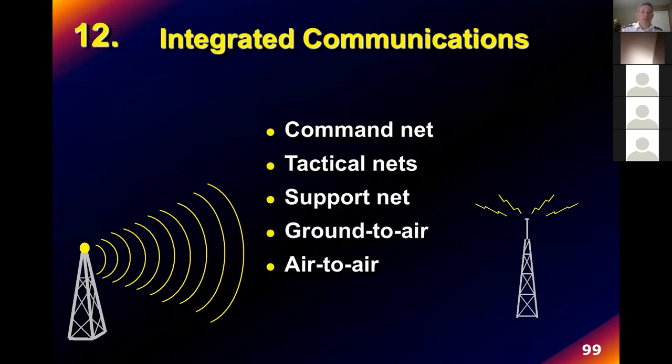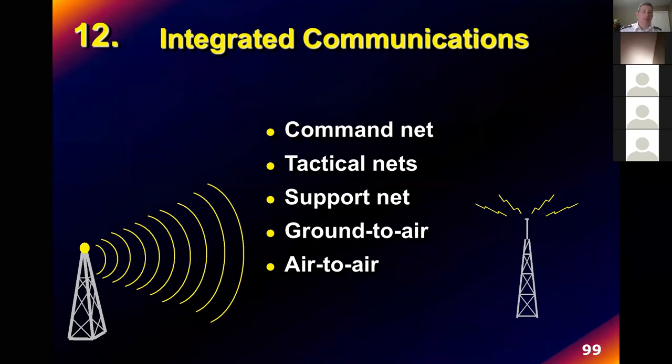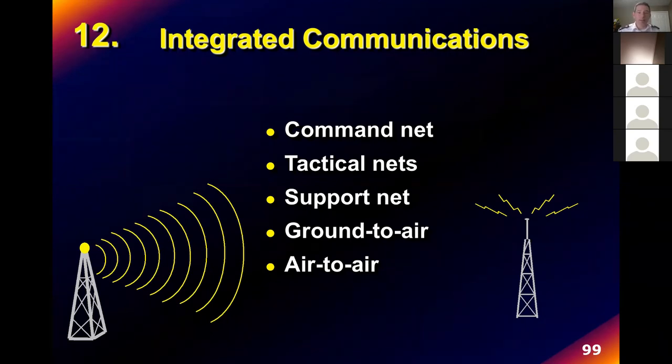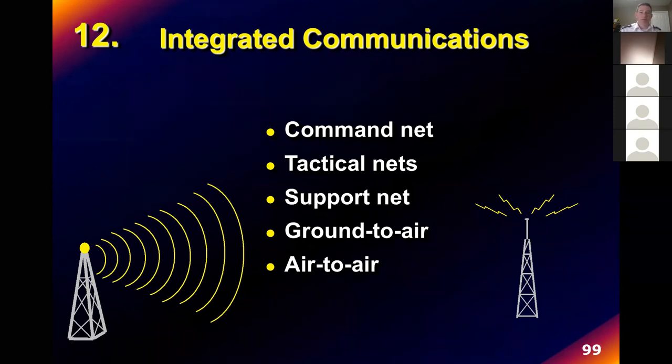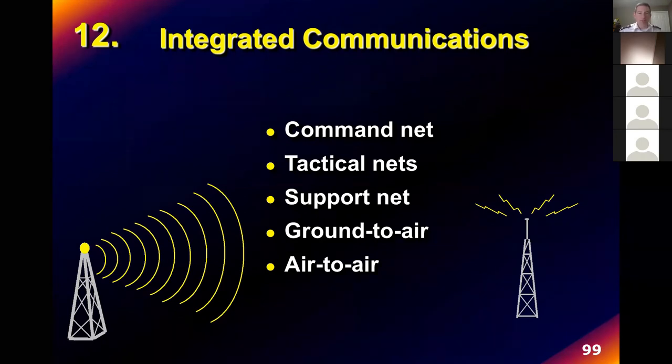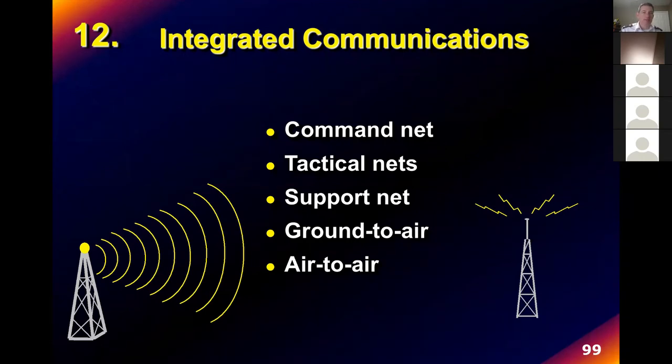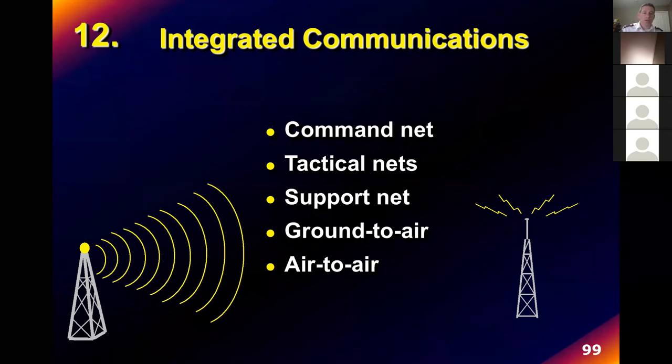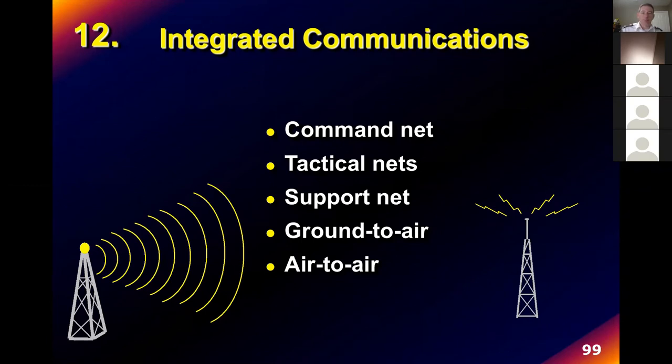So with integrated communications, basically we can say we've got a command net, tactical net, and support nets. The command net links supervisory personnel to the incident commander, and the incident commander to the groups or divisions. The tactical net may use various methods, might be by the agency, area, function, etc. The support net might be logistic traffic and resource statuses. Ground to air coordinates activities. Air to air also coordinates the activities of our aircraft.